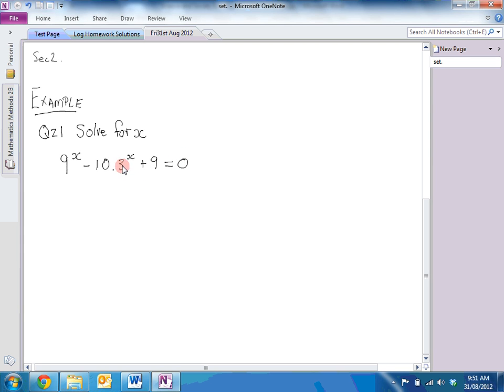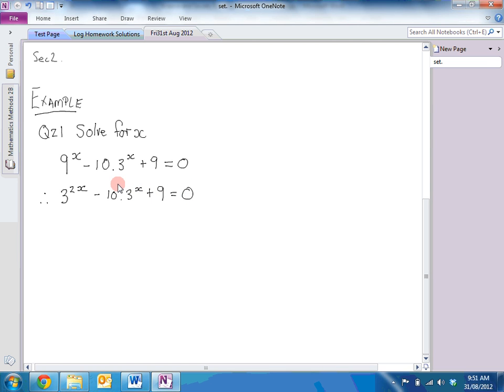What's the base of this? What's the base value here? The base value is 3, isn't it? But the base value of this one is 9. Can we make 9 look like a base 3? We can. Yeah, we can. So it's going to be, therefore, 9 actually looks like 3 squared, doesn't it? So that means it's 3 to the 2x is the same as 9 to the x. Then I have minus 10 times 3 to the x plus 9 equals 0.